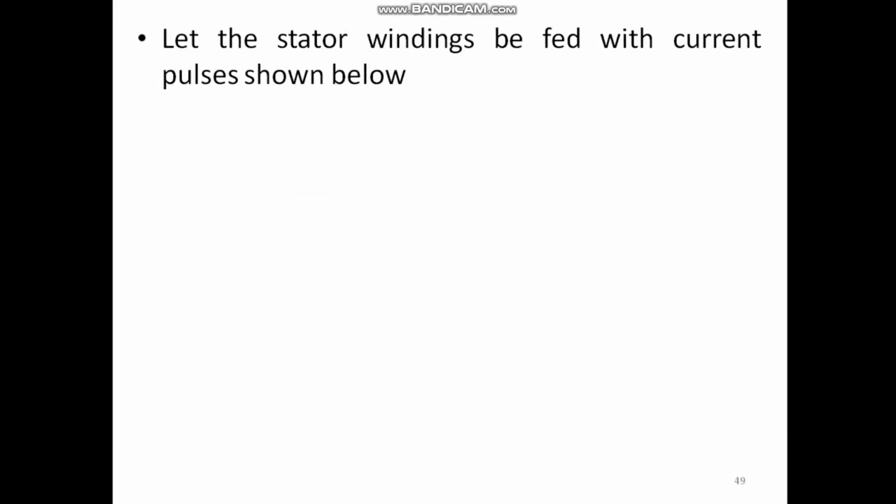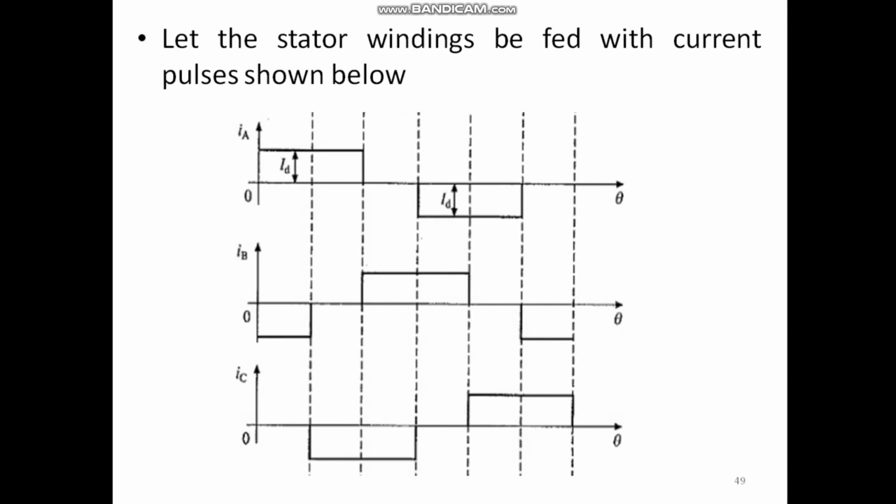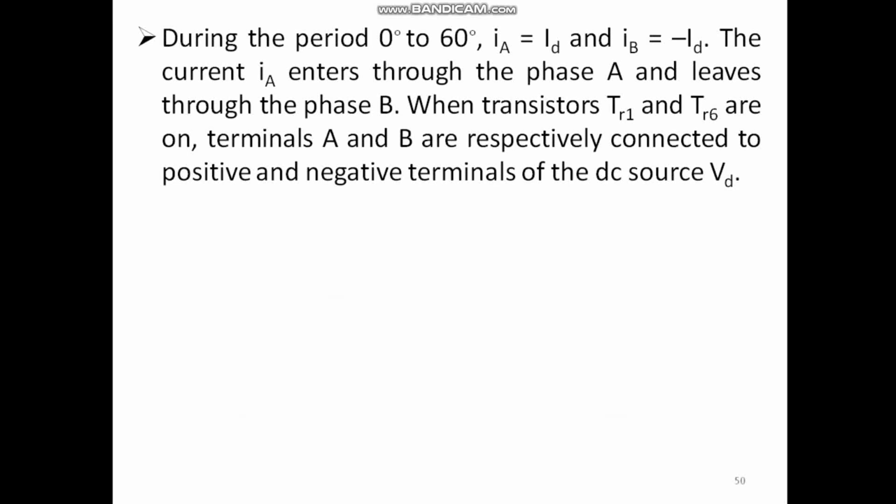Now let the stator windings be fed with the current pulses. Current pulses would be my IA, IB and IC. Let this be the waveform for the current pulses, where I am feeding phase A with this type of pulse, phase B with this and phase C with this. Now during the period 0 to 60 degree, IA is equal to ID and IB is equal to minus ID.